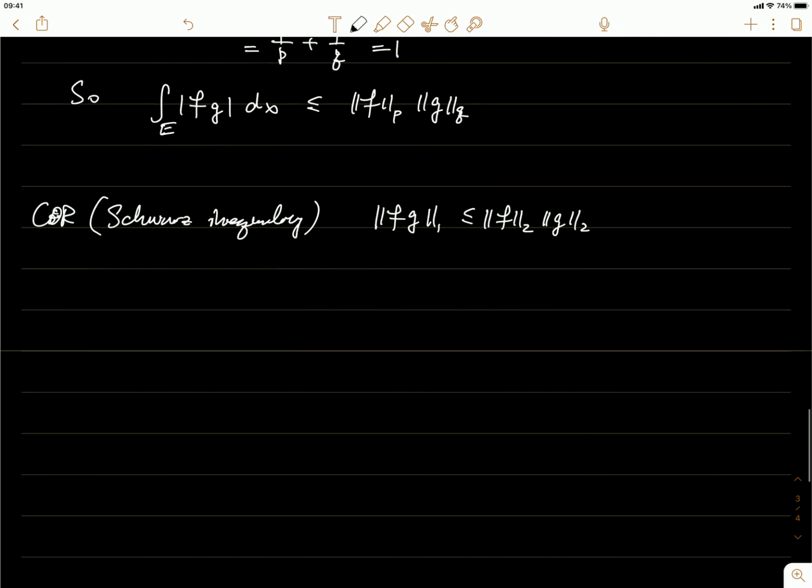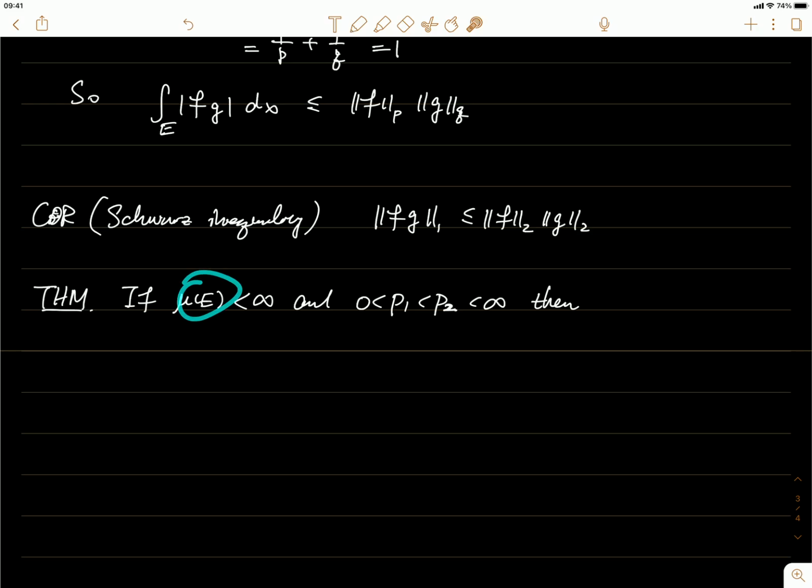Okay, next theorem. Let's consider the case where E is finite, then we actually have an embedding of the spaces. Say we have two numbers P1, P2. They could be less than 1. But the key is that the measure must be finite. The measure of the set E must be finite.